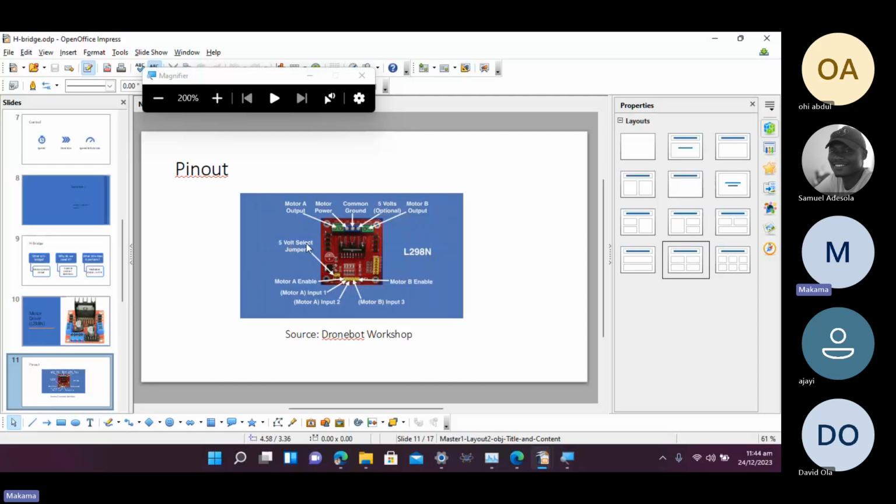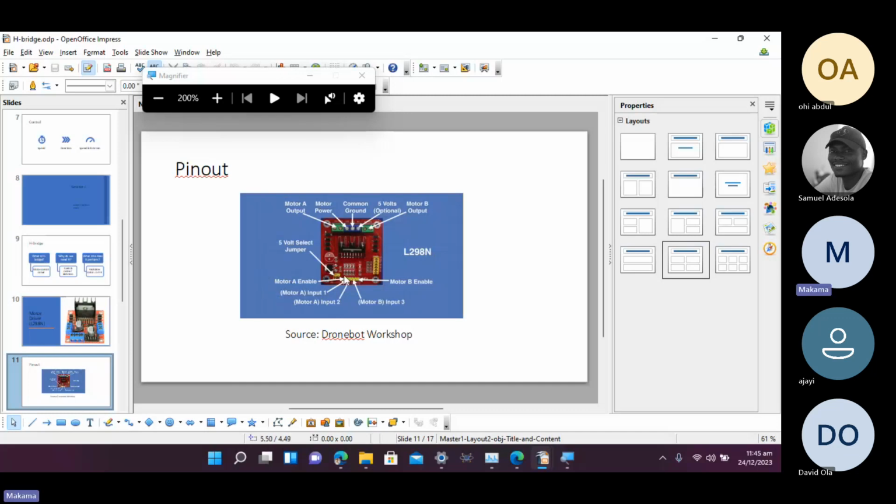It has a 5 volt select jumper. There's a jumper that you can use because this 5 volt is optional. So if you use this jumper, you can decide either to use this 5 volt or to use the motor power. So this is the L298N driver. It is a very popular driver. It has various applications. If you just search H-bridge on the internet, without even specifying the board, you must see this board. It's very popular in H-bridge applications.